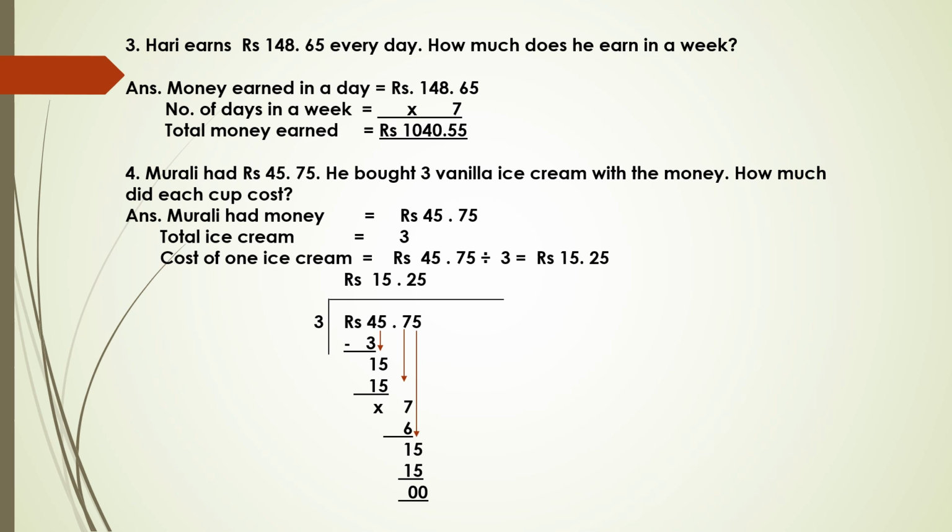Now again say the table of 3. So 3 twos are 6, because 3 threes are 9, which is greater than 7. So you will take 2 times. 3 twos are 6. Now 7 minus 6 is 1. Then again you have to bring the next number down, 5. It will become 15. Now 15 comes in the table of 3, 5 times. So write 5 in the quotient. Then write 15 at the bottom. When you subtract, it will become 0. So the remainder is 0 and your quotient is 15 rupees 25. This quotient shows the cost of one ice cream. That is, the cost of one ice cream is 15 rupees 25 paise.